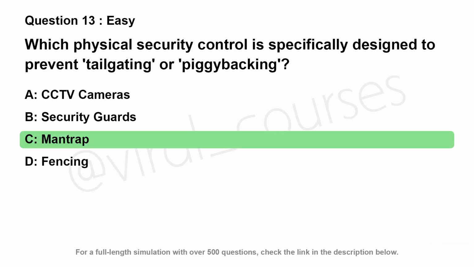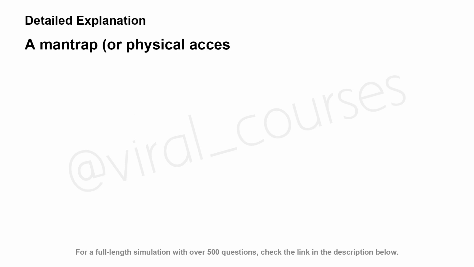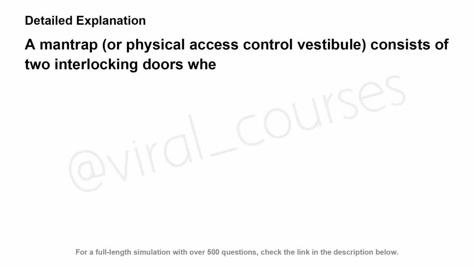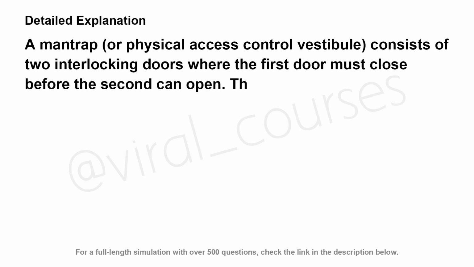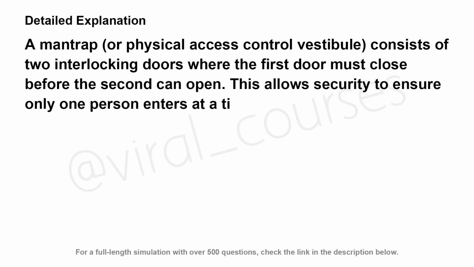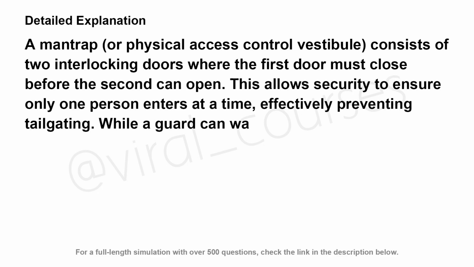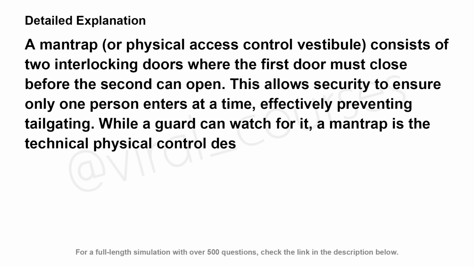The correct answer is C. A mantrap, or physical access control vestibule, consists of two interlocking doors where the first door must close before the second can open. This allows security to ensure only one person enters at a time, effectively preventing tailgating, while a guard can watch for it. A mantrap is the technical physical control designed for this purpose.